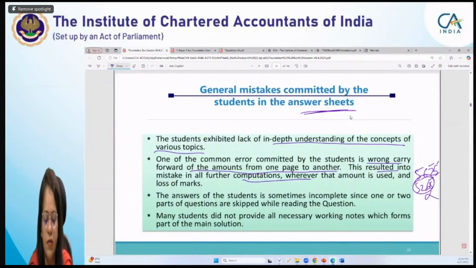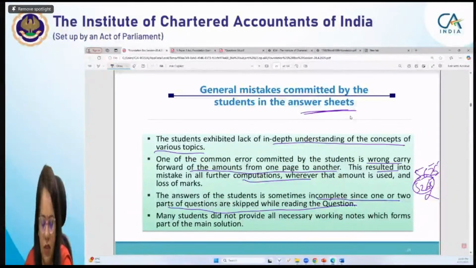All right. The answer of the student is sometimes incomplete since one or two parts of the question are skipped while reading the question. When you are reading the question paper, you have 15 minutes. Read each and every adjustment properly. Every adjustment has its own meaning. What will be its impact while solving the question? So please read it thoroughly. I've already told you the thorough reading of the question paper is very much needed.